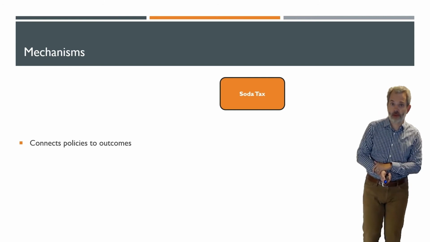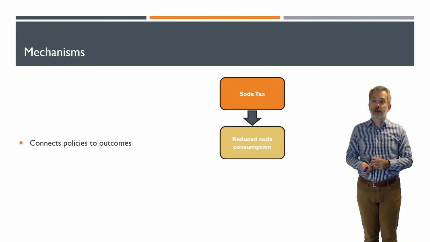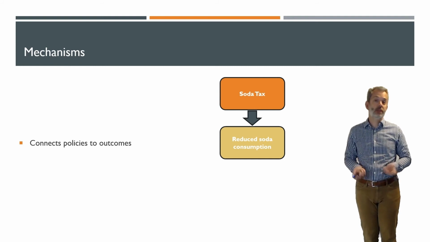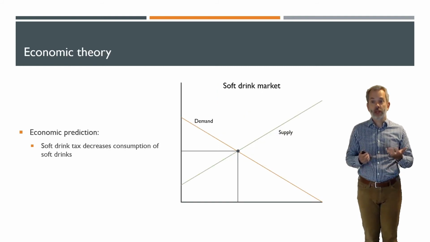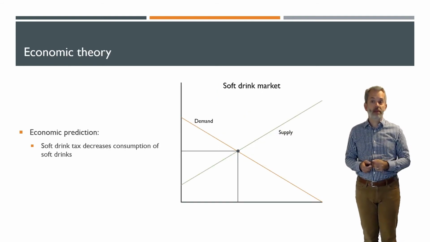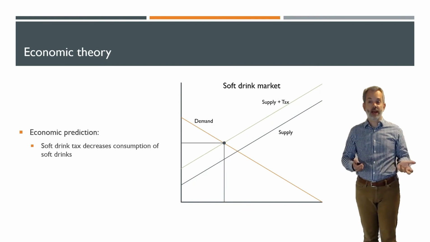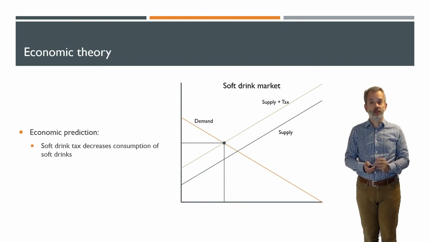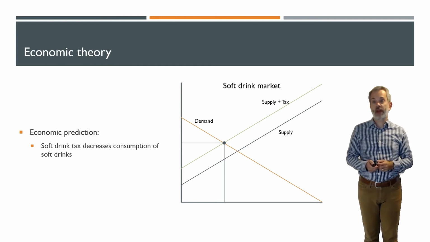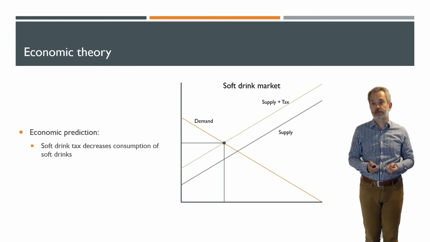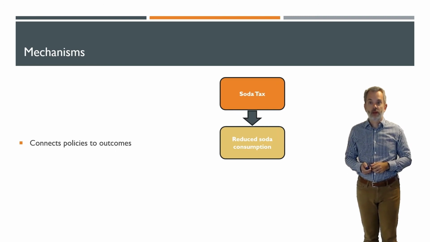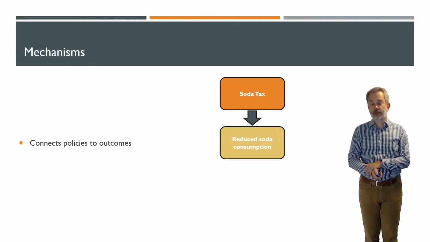Let's think about this. So we have a soda tax, and the claim is that it's going to reduce soda consumption. And really, what we're using here is just a supply and demand diagram. And the economic prediction is that soft drink taxes decrease consumption of soft drinks. So as you apply a tax, the supply curve is going to shift to the left to a new supply plus tax curve, and that supply plus tax curve has a lower quantity consumed. So that is how we get from the soda tax to reduced soft drink consumption.